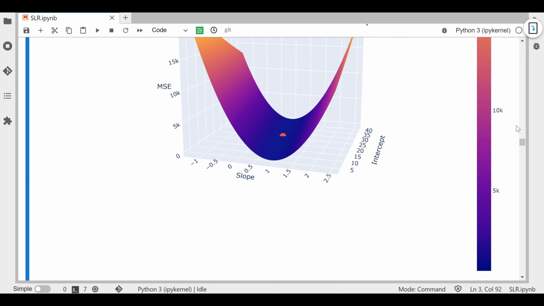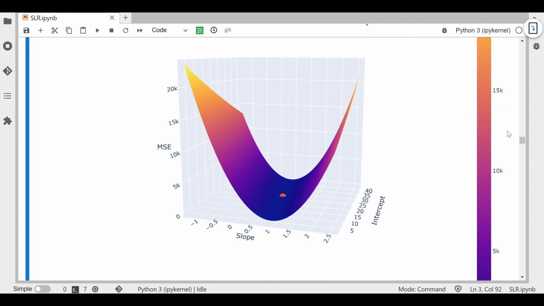Okay, so I told you the answer, and so now we're going to go find it mathematically, but you can see it at least here visually, and it turns out that that is a slope of 0.66, an intercept of 22, and that gives us a mean squared error of 11.4. That's our lowest mean squared error. So let's go back to the slides and see how we got those numbers.